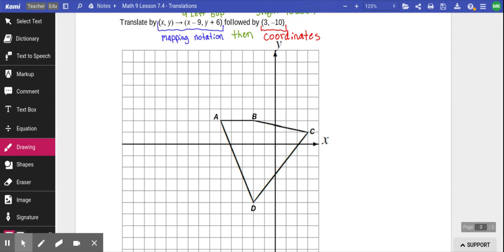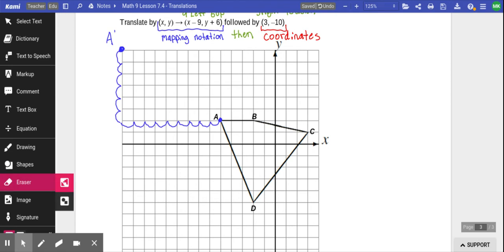So I'm going to take a point, like point A. I'm going to go 9 to the left. So 1, 2, 3, 4, 5, 6, 7, 8, 9. And then 6 up. 1, 2, 3, 4, 5, 6. I now have point A prime up there.